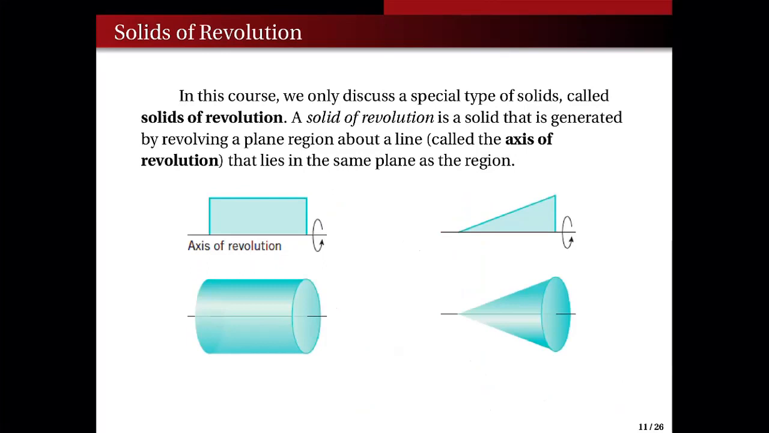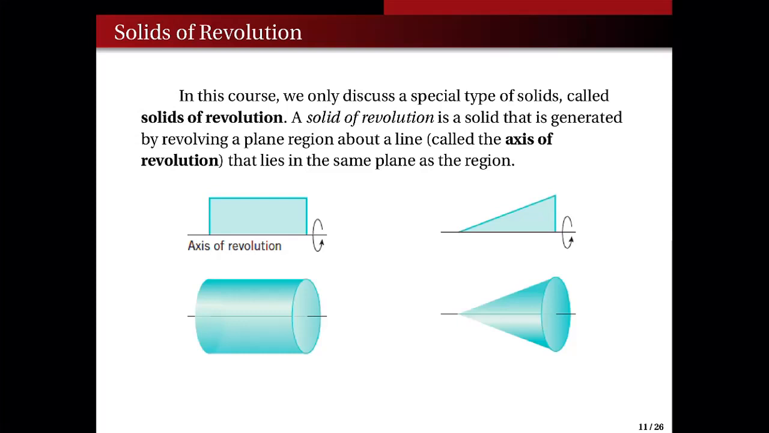So for example, you have here a rectangle, including all the points inside that rectangle. We revolve it about this axis here. If we revolve it, we will get a circular cylinder. Here we have a triangle. We revolve it about this axis. After revolving it, we will get a right circular cone.